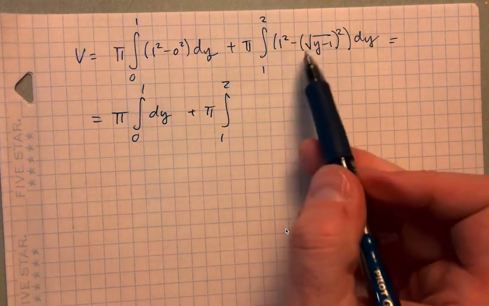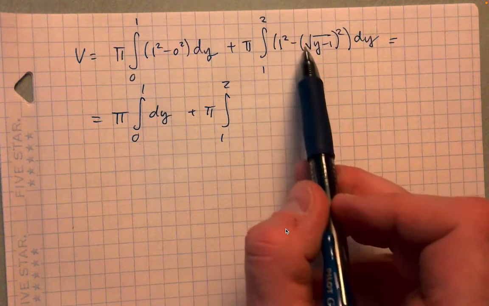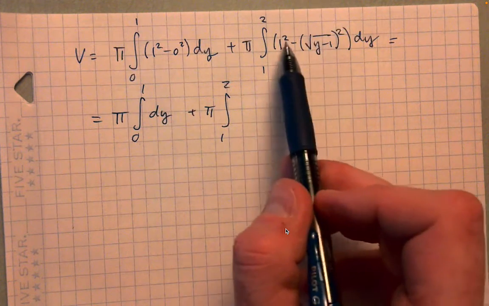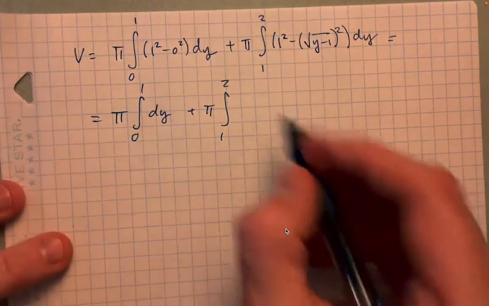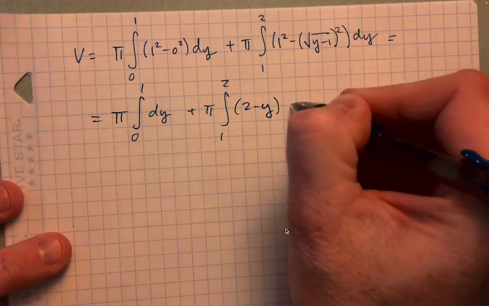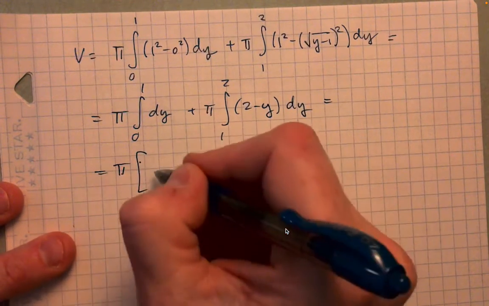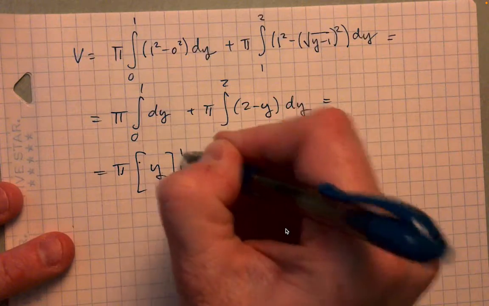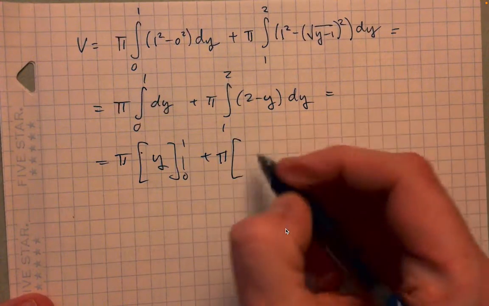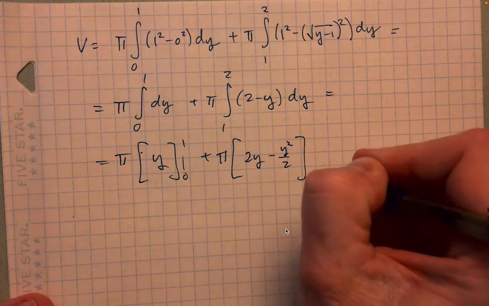And now what happens here? Well, you've got 1 squared is 1, and then if you square the square root of y minus 1, you just get y minus 1. So it'll be 1 minus negative 1. So what you'd end up with for the second one here is 2 minus y. Okay, so then you just get y from 0 up to 1. And then for this one, you get 2y minus y squared over 2 from 1 up to 2.